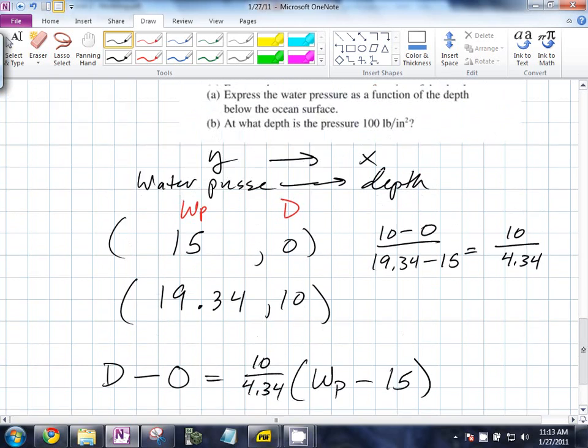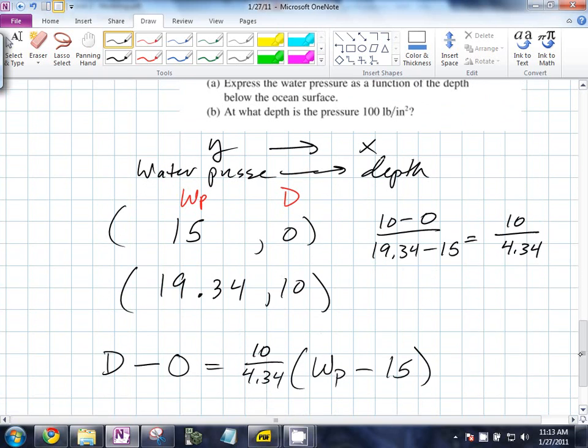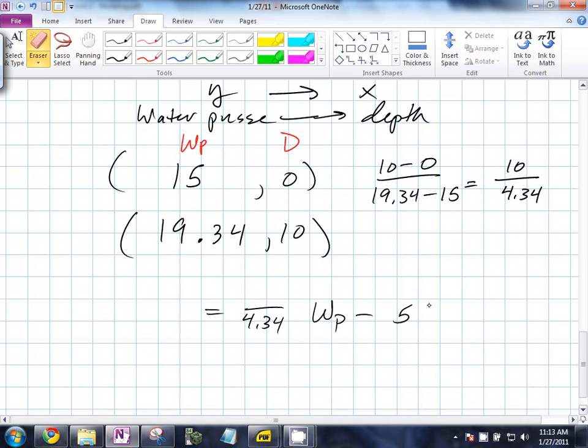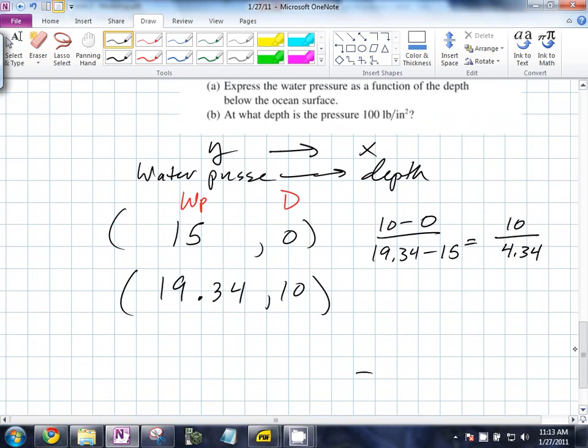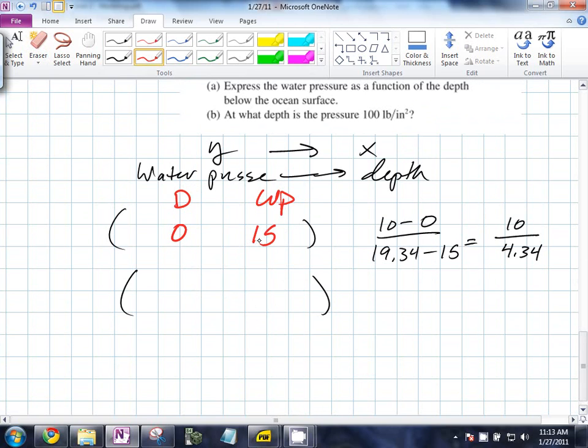Oh, we reversed this. I'm sorry. We want water pressure. My fault. I'm doing this a little too quickly. We wanted water pressure in terms of depth. You see how easy this is to make a mistake on? I just reversed it. We want water pressure in terms of depth, right? So what's our y? I wrote it up there first just to avoid this problem. So how should I have written these coordinates? Instead of dWp, they should be d, water pressure, right? So the depth is 0 and it's 15. The depth is 10 and it's 19.34.